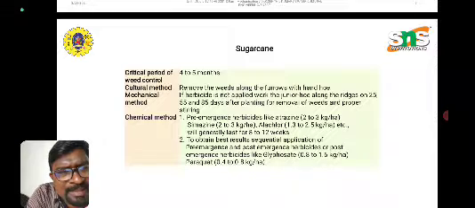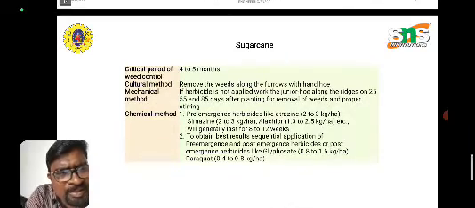As for the chemical methods, pre-emergence herbicides like atrazine at 2 to 3 kg per hectare, simazine at 2 to 3 kg per hectare, alachlor at 1.3 to 2.5 kg per hectare, etc., will generally last for 8 to 12 weeks. To obtain the best results, use sequential applications of pre-emergence and post-emergence herbicides, like glyphosate at 0.8 to 1.6 kg per hectare and paraquat at 0.4 to 0.8 kg per hectare.